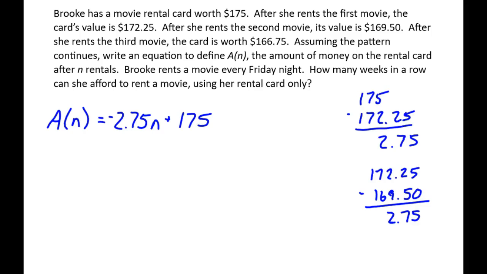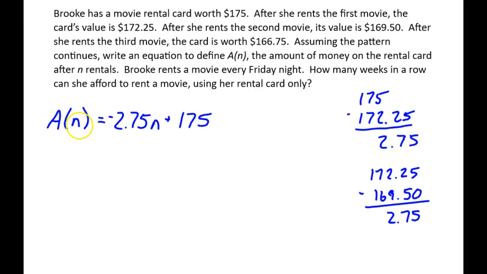So the first thing we need to do is determine the rate at which this is changing, which represents the value of each rental. So if it started with 175 and then after the first rental is 172.25, the value left on the card, that means that rental was $2.75. If we go through the second rental, we would get the same thing, $2.75. So that must be the cost for each rental, which is a constant rate. This is going to be a linear function.